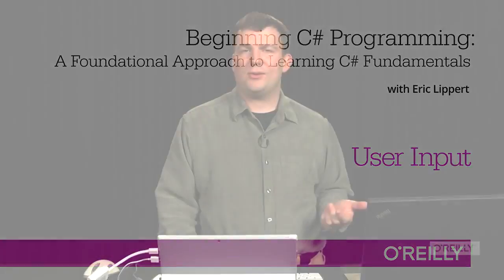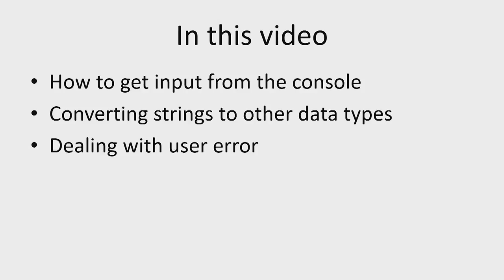In this video, we are going to talk about how to deal with input that comes from the user. We're going to look at getting input out of the console. We're also going to look at how you convert strings to other data types. So far, we've only seen converting other data types to strings. And we're also going to talk a bit about how you deal with users making mistakes, because believe you me, users make mistakes all the time. Your programs are going to have to deal with them.